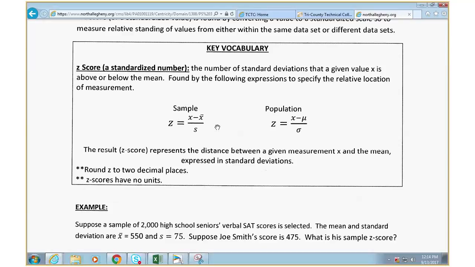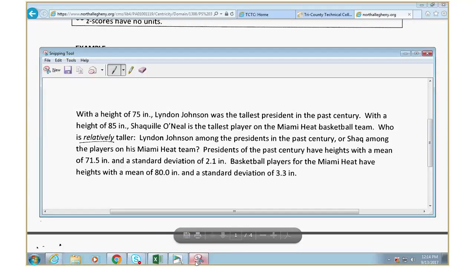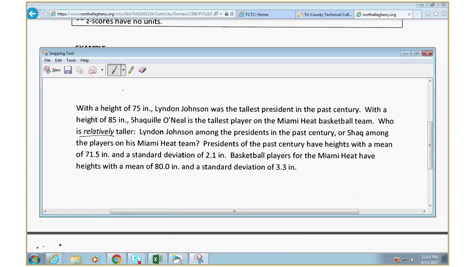Now, what are they going to give you? They're going to give you all three. All you got to do is convert to a z-score. So you take your handy-dandy numbers and write down your numbers. With a height of 75 inches, then that means x is equal to what? 75.